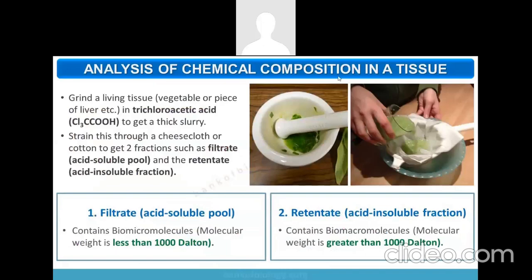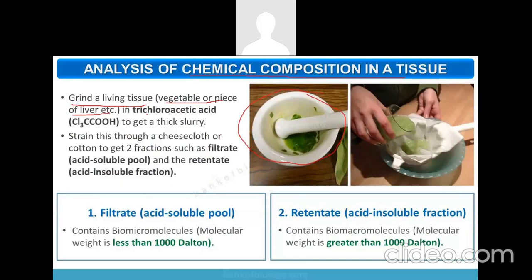How do we analyze the chemical composition of a tissue? So, we take any tissue. We want to find what that tissue is composed of, what are the basic chemicals present inside that tissue. The first step is we will grind the tissue using a mortar and a pestle, as you can see in this picture. And this living tissue can be a vegetable or a piece of liver, anything.